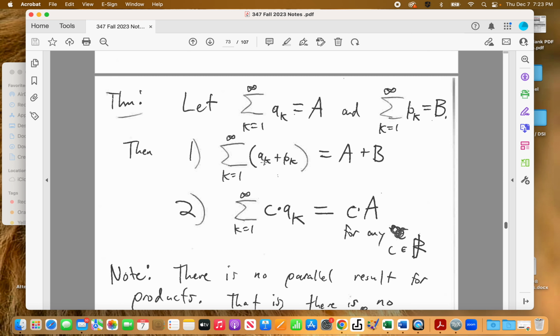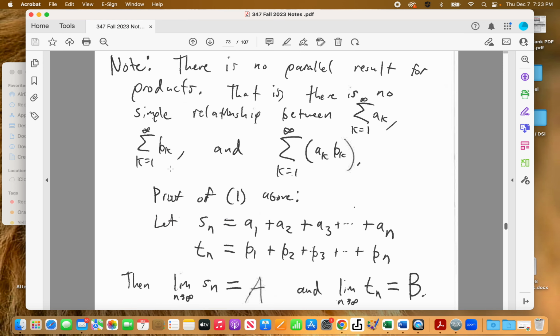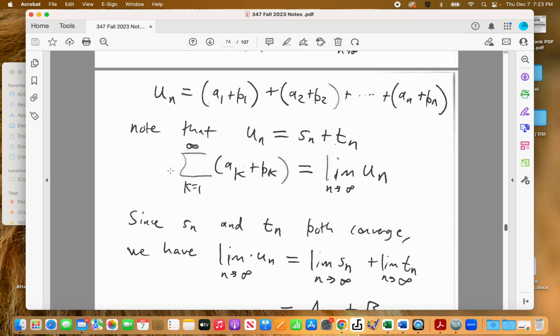You consider the partial sum sequence for the A sequence and the partial sum sequence for the B sequence, and that shouldn't be too hard to show these add up accordingly.